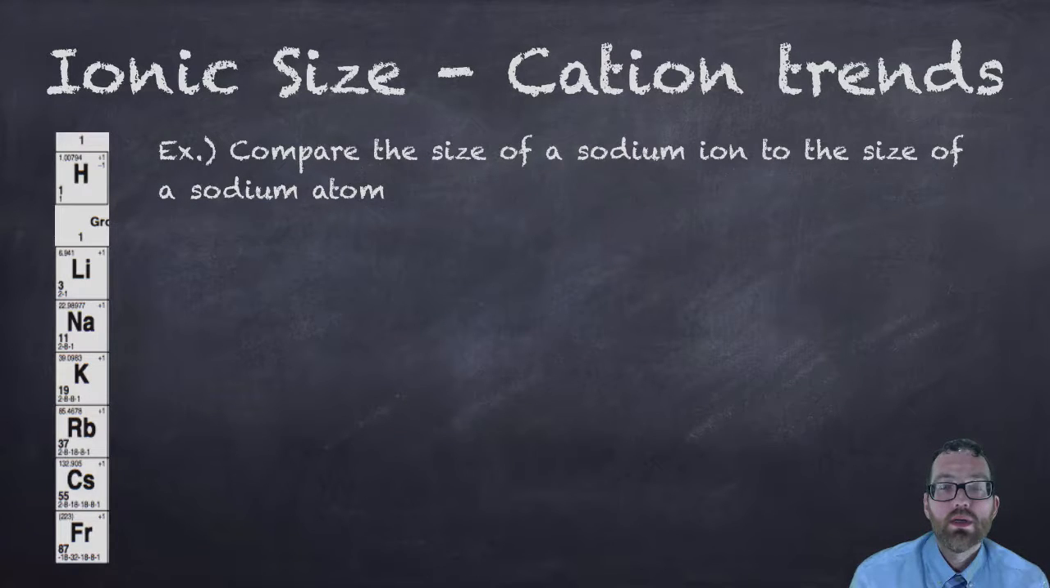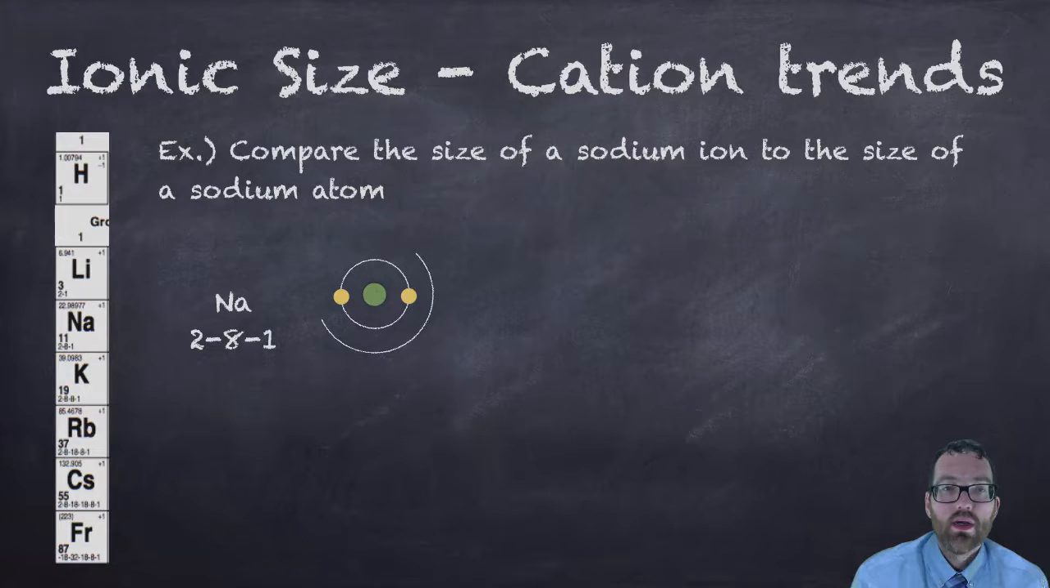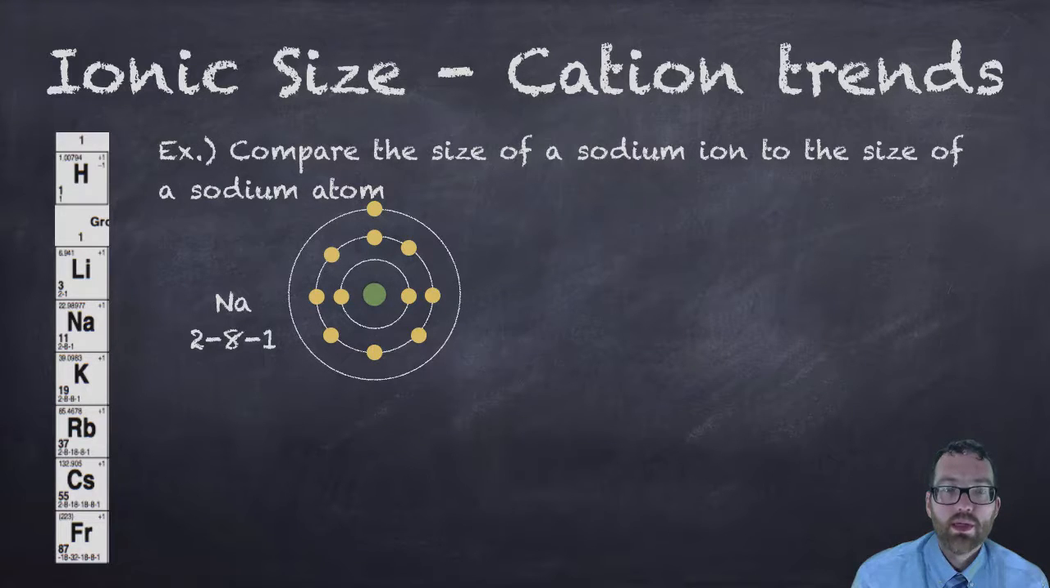So let's look at another type of question here. Rather than comparing 2 atoms, which is kind of an easy question, this is a very typical question. It says compare the size of a sodium ion to the size of a sodium atom. Let's draw them out here. So sodium's configuration is 2-8-1. So we have our nucleus, we have our first shell with 2 electrons, our second shell with 8 electrons, and our third shell with 1 electron.